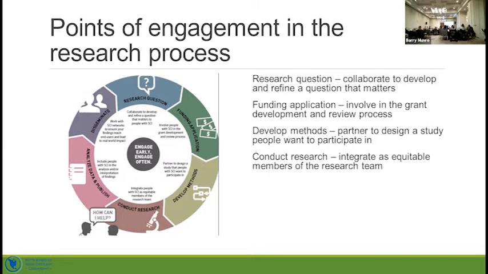The next stage is then actually conducting the research and being integrated as an equitable member of the team. And this is one area that people really, really want to be involved in.